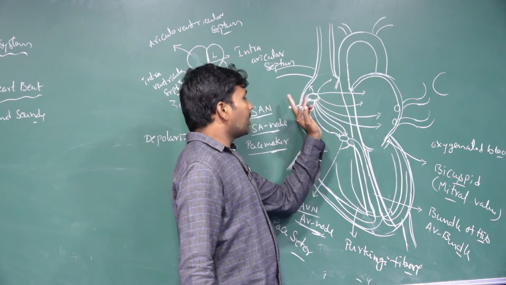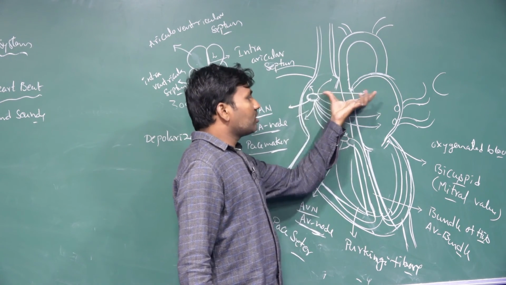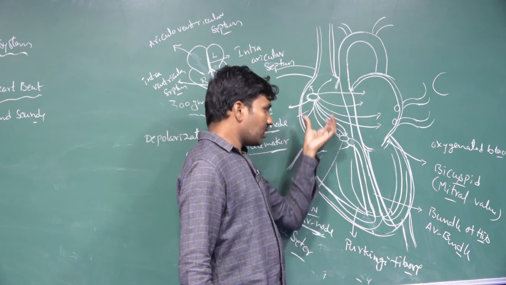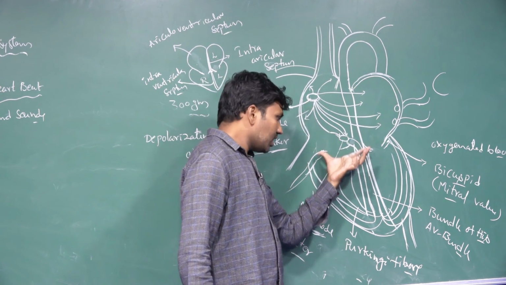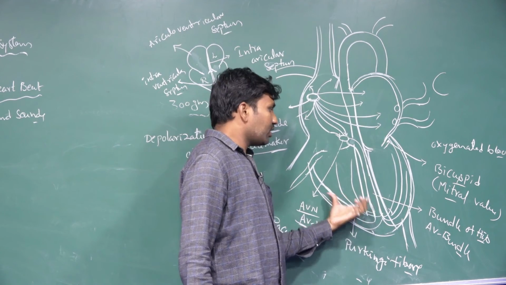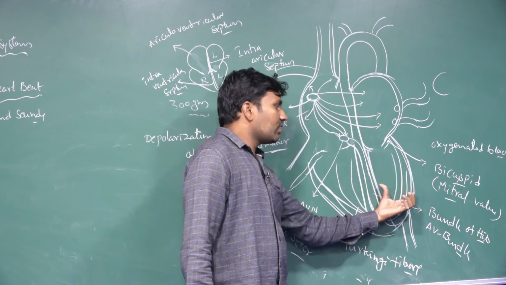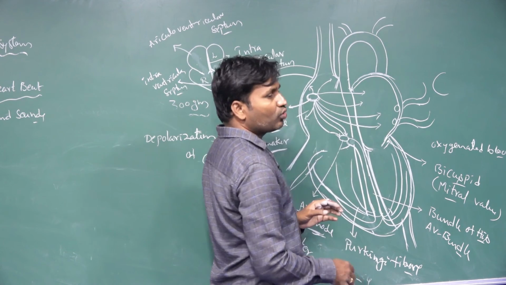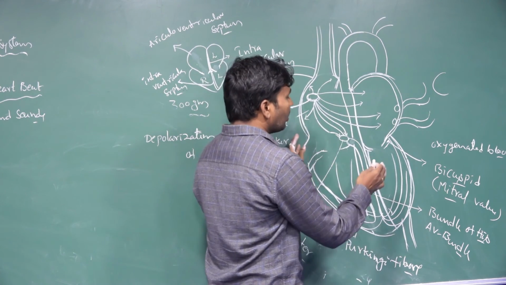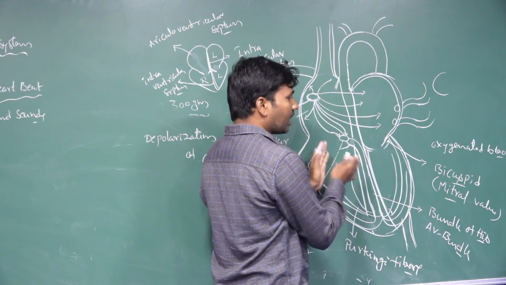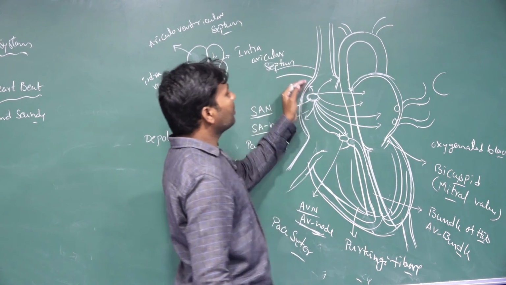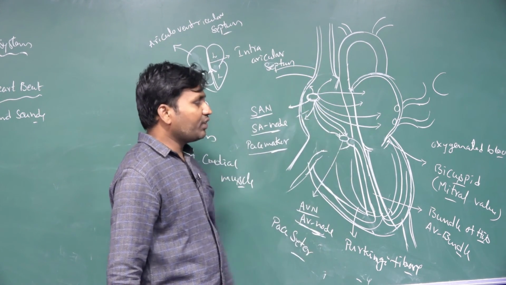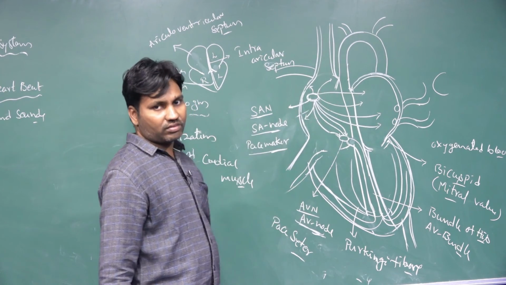Like this, SA node conduction spreads into the entire walls of the atrial chambers, and AV node conduction spreads the electrical conduction into the entire walls of the ventricular chambers. Like this, the atria contract and the ventricles contract. So this is the way the SA node and the AV node are involved in the conduction of the heart.